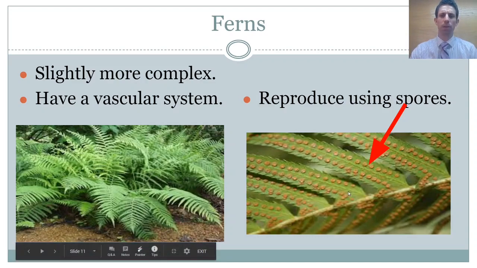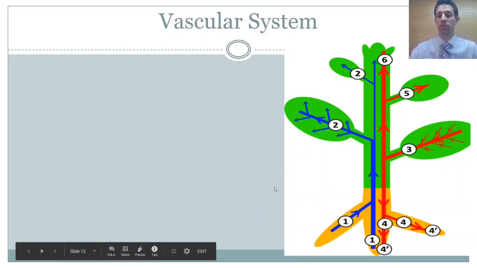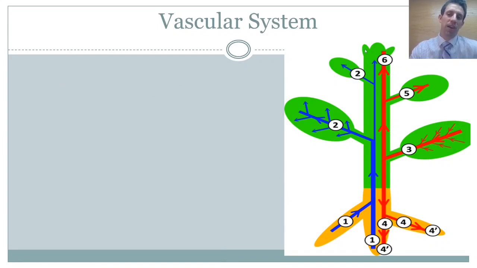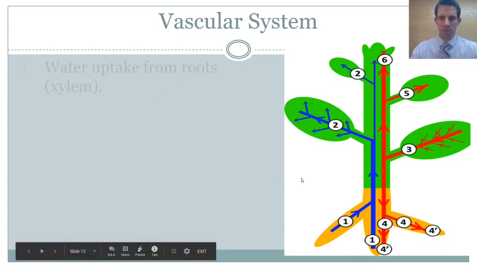Then we move on to a little bit more complicated plant, but let's talk about vascular systems first. So in this image here, I've got a plant, and in it, I've got some numbers. So let's take a look at number one.